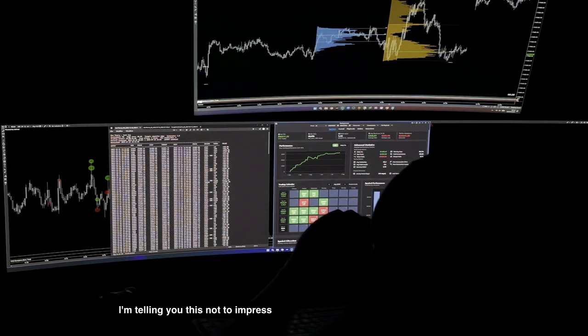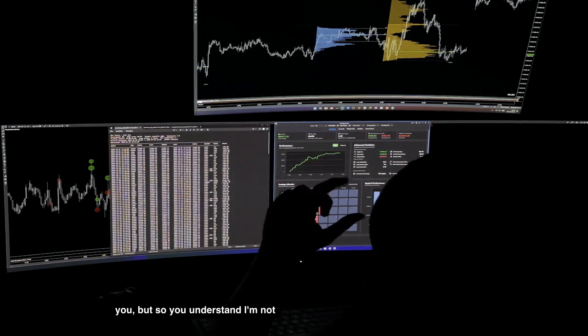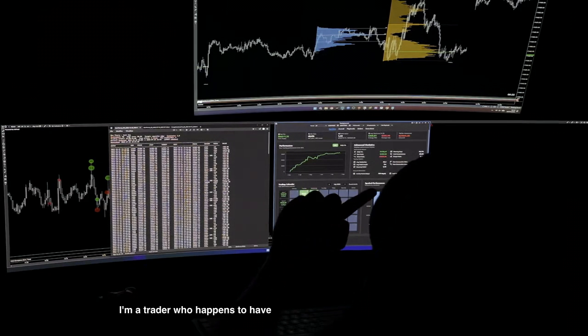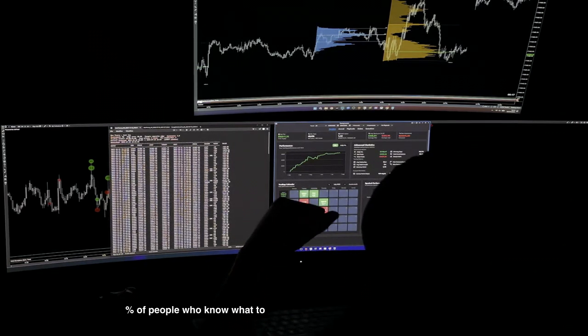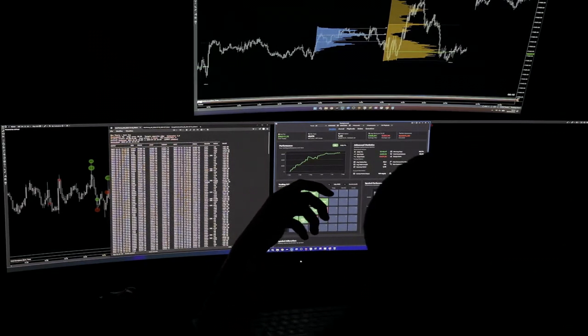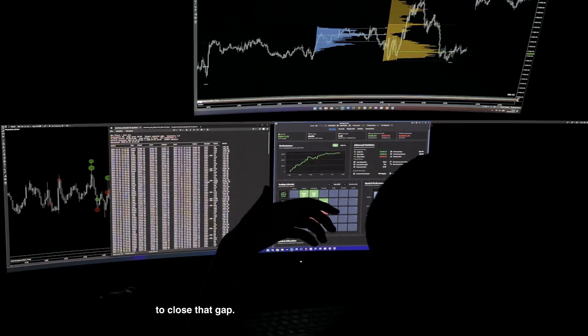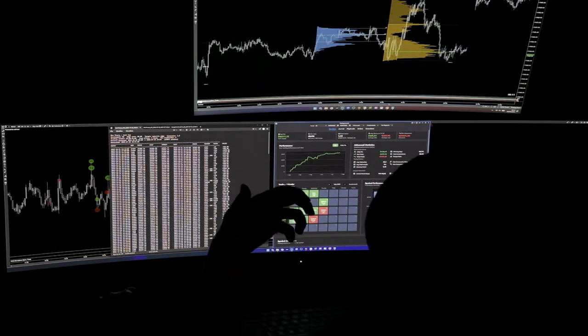I'm telling you this not to impress you, but so you understand I'm not a guru with a course. I'm a trader who happens to have spent 5 years figuring out why 90% of people who know what to do still can't execute it. And I built a semi-automatic model to close that gap. That's who's talking to you right now.